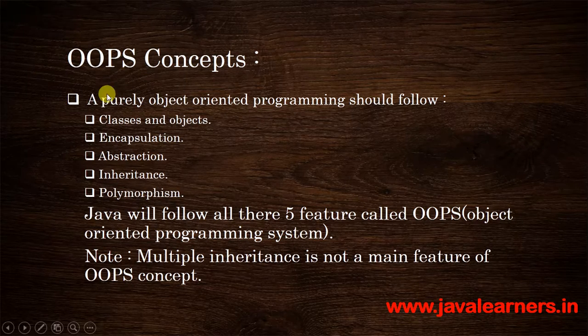So the OOPs concept contains only these features: classes and objects, encapsulation, abstraction, inheritance, polymorphism. So Java will support classes and objects. Java will not accept a program without classes. So we should write a program with a class only. Without this, Java cannot consider it a Java program.